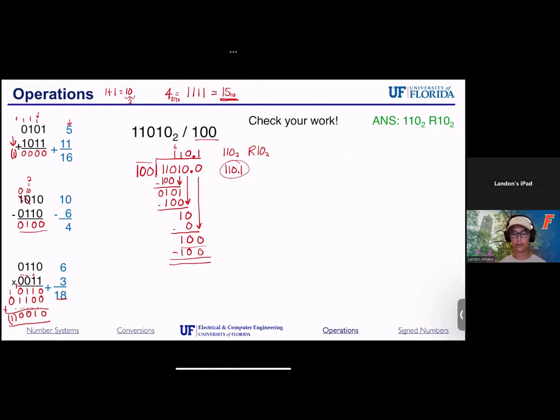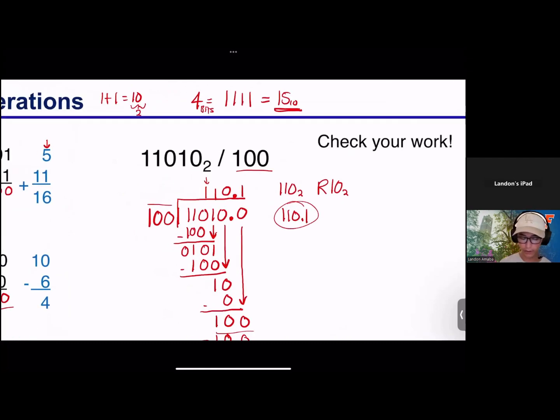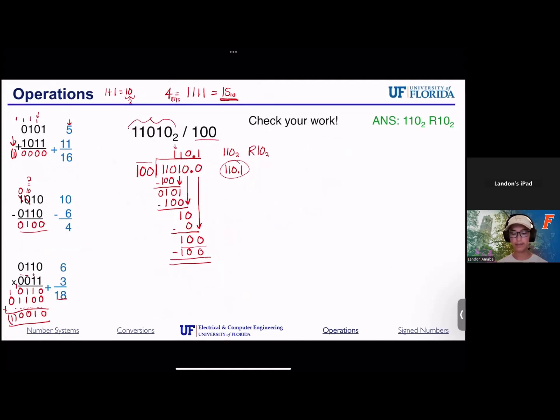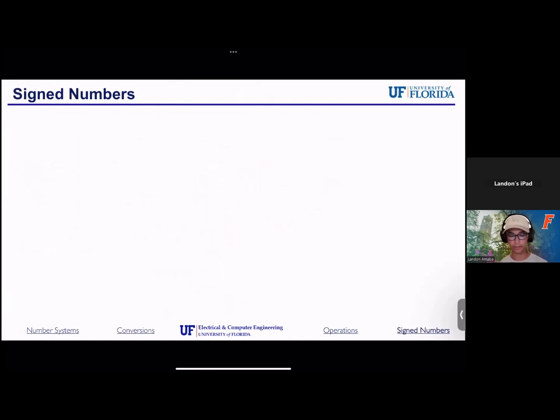So we can check our work by, of course, converting this back to base 10, but for the sake of time, I'll let you guys do that on your own.